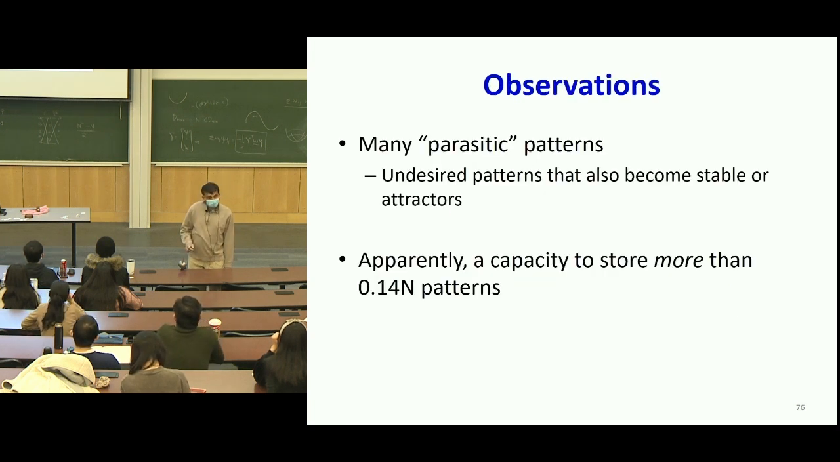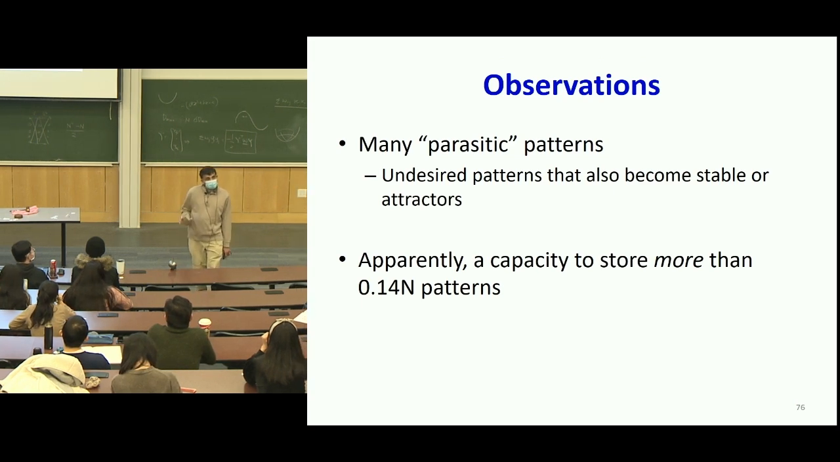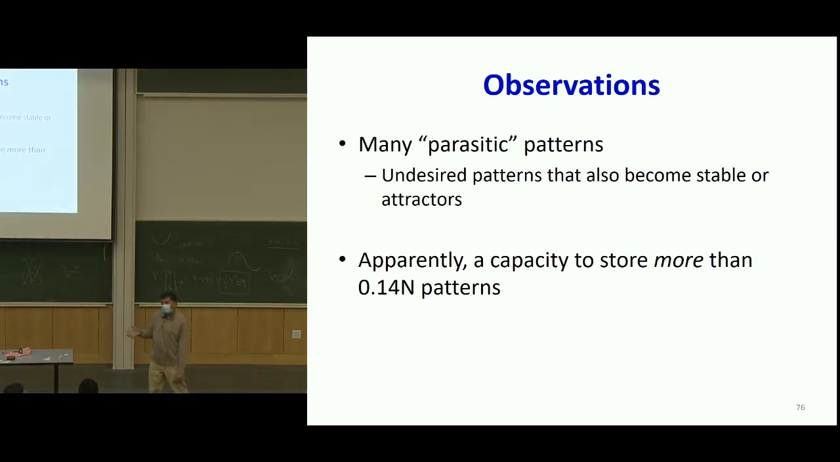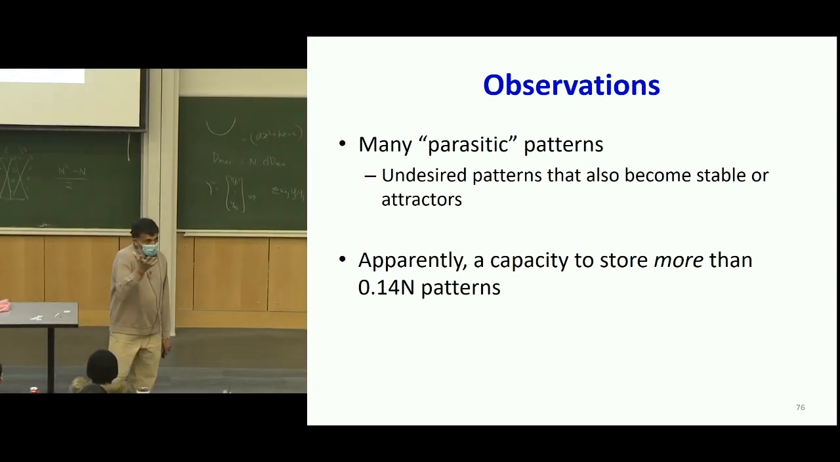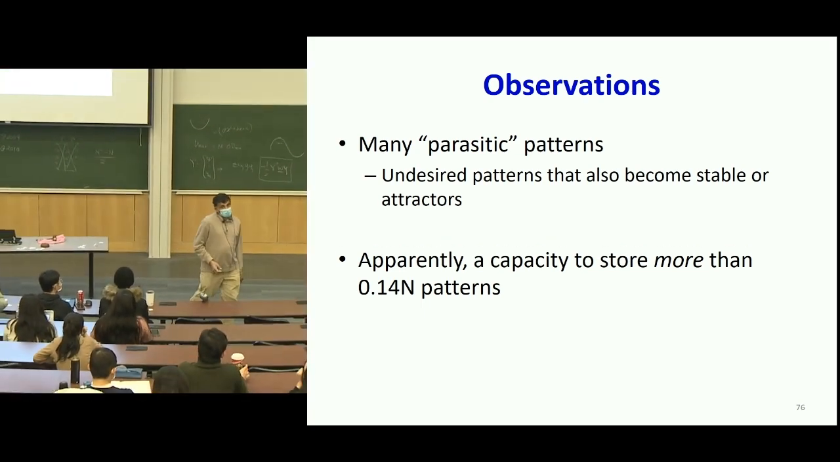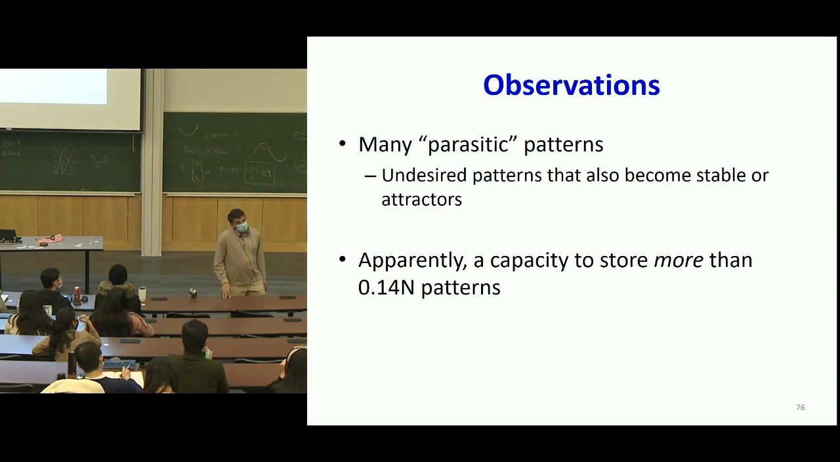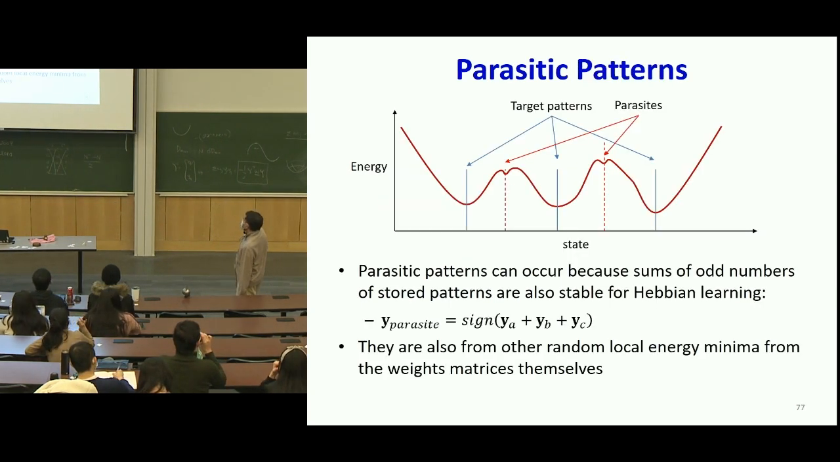This happens to you and me. We have fake memories all the time. It's very easy even for human beings to develop fake memories. You can explain them as spurious local minima in the network that is your brain. But this happens, so why do they happen? Because parasitic memories are local minima of this kind.